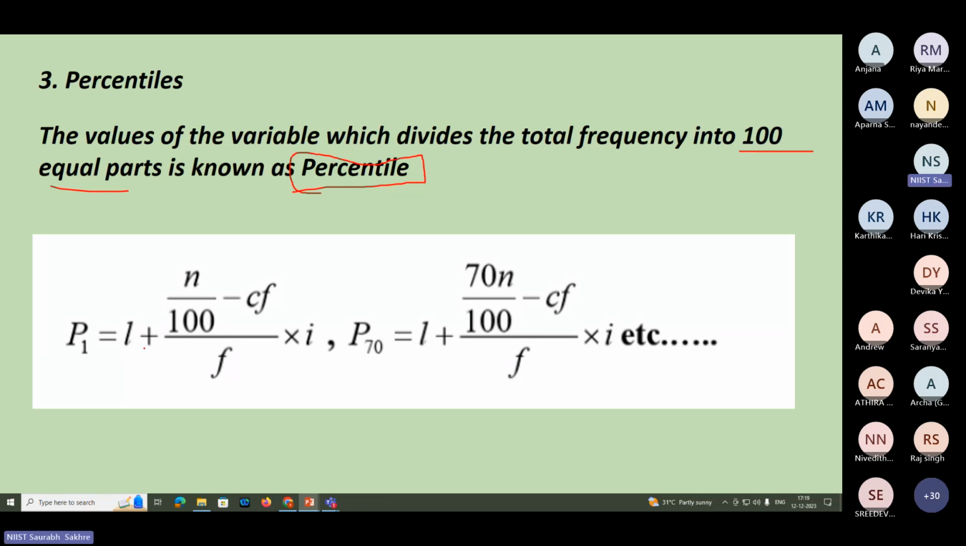So P1 equals L plus (n by 100 minus Cf) upon f into I. Since it is percentile, I am taking 100. And suppose I want to calculate the 70th percentile, P70 equals L plus (70n by 100 minus Cf) upon f into I. Likewise, I can calculate any percentile.